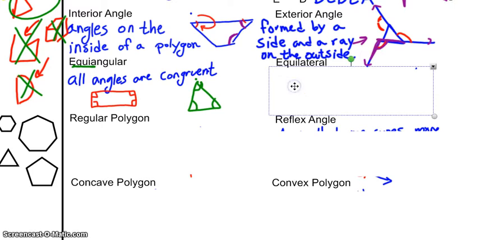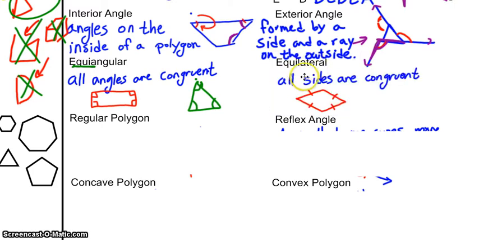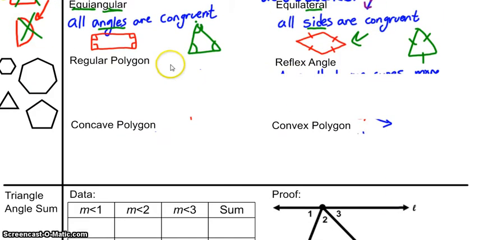But equilateral, think about this. Equilateral means sides. So an equilateral polygon is where all the sides are congruent. So for example, there's an equilateral quadrilateral. It's got 4 sides. Here's an equilateral triangle. Okay, all of its sides are congruent. So that's the difference between equiangular and equilateral. Angles are congruent, or all sides are congruent. Okay, so we'll talk about those a little next class as well.